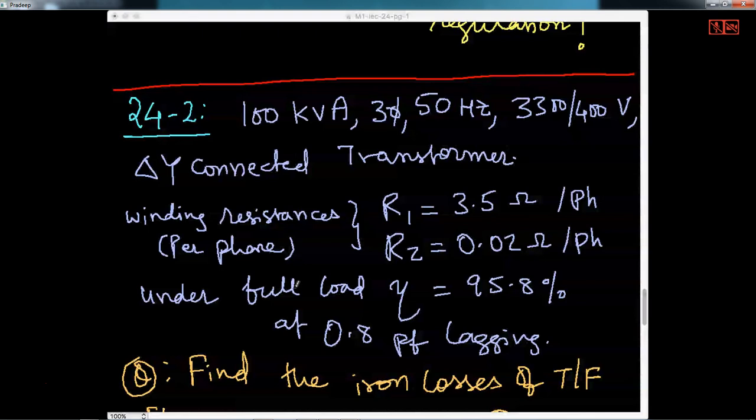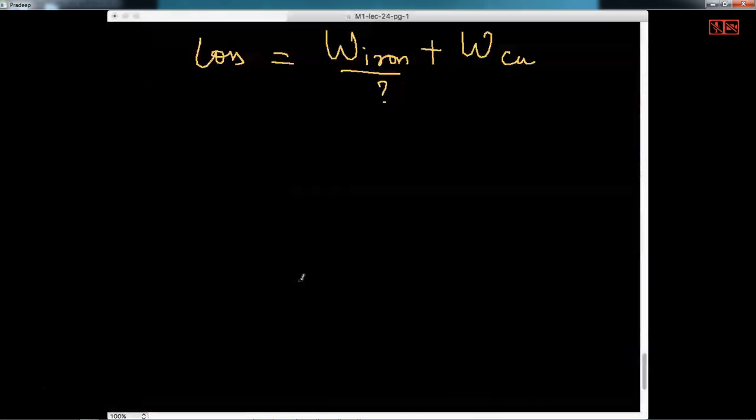What is the copper loss and what is the iron loss? Iron loss is ultimately what is asked. So copper loss is nothing but... Here I am getting 3500 as the total loss. Just a minute.